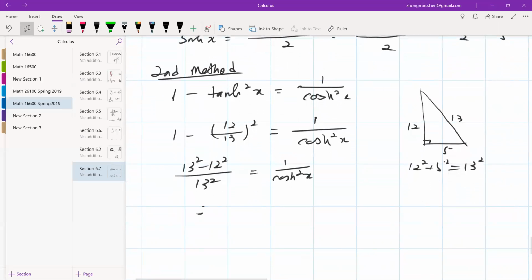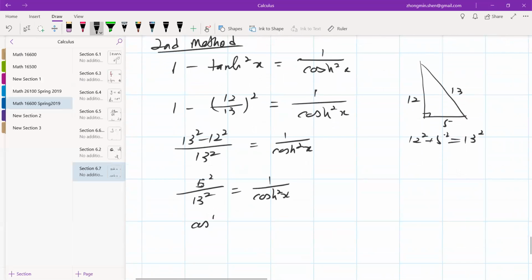So 5 squared over 13 squared. Then hyperbolic cosine x is going to be 13 squared over 5 squared. Since hyperbolic cosine x is going to be positive, this is going to be positive, 13 over 5.